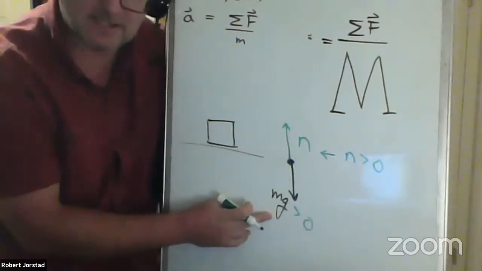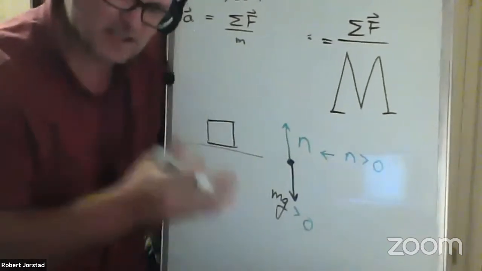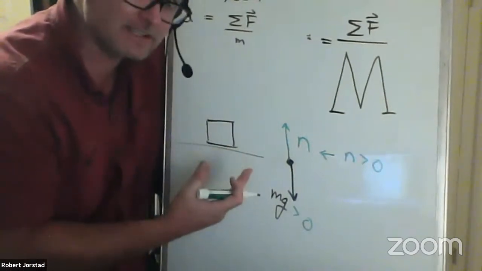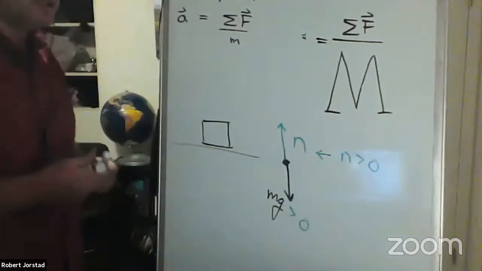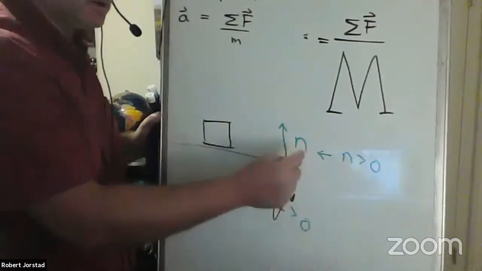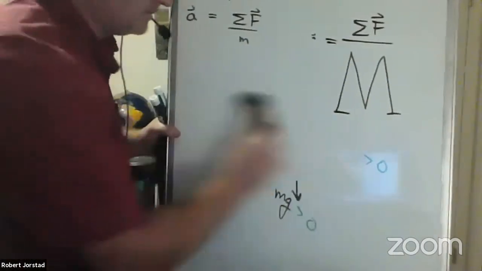g is a positive number, right? It's 9.8. It's the magnitude of the acceleration due to gravity. It's not the acceleration, it's the magnitude of it, so it's a positive number. So generally, try to draw your pictures so that forces are going the right way, so that when you solve for magnitude, it's positive. That's what that last comment was saying.